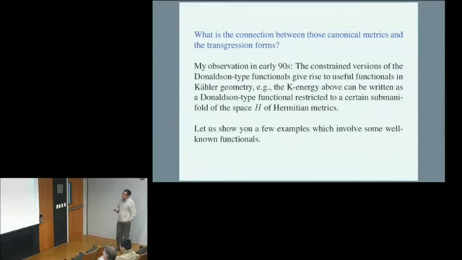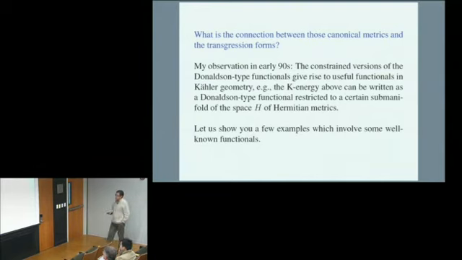It turns out that if you take this Donaldson-type functional and restrict it to a certain subspace or submanifold in the space of metrics, you can actually get all these useful functionals in Kähler geometry. For example, the K-energy I just mentioned, which is probably the most used energy in today's study, can be written as a Donaldson-type functional restricted to a certain submanifold of the space of Hermitian metrics, on certain vector bundles. So let me just show you a few examples.